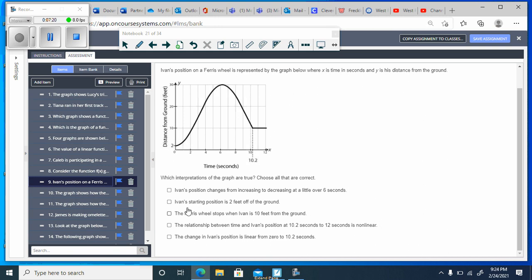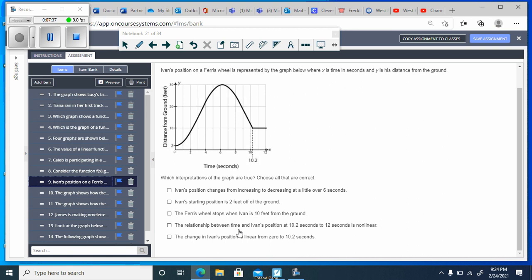This is true. Ivan's starting position is 2 feet off the ground. Yep, the initial value is 2. The Ferris wheel stops when Ivan is 10 feet from the ground. Well, it stops here, right? And he is what? 10 feet from the ground.